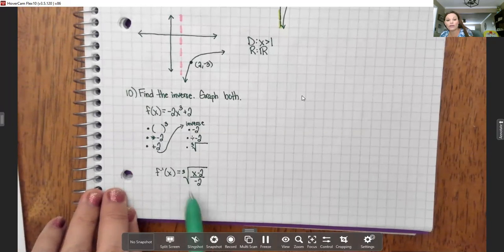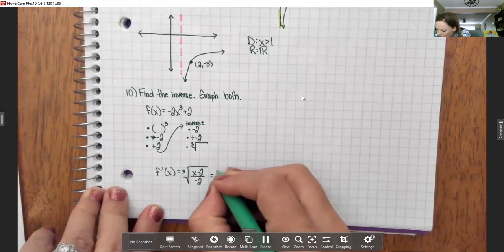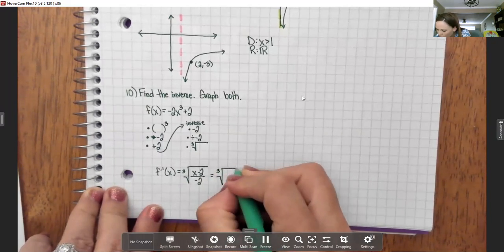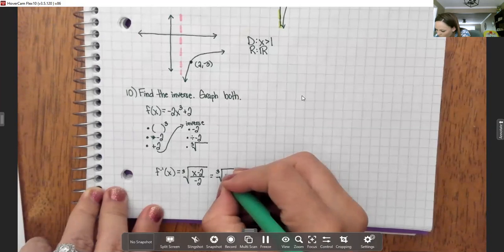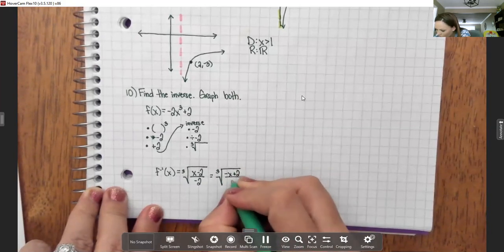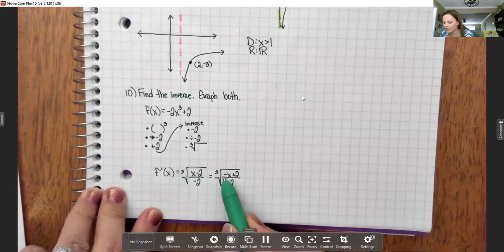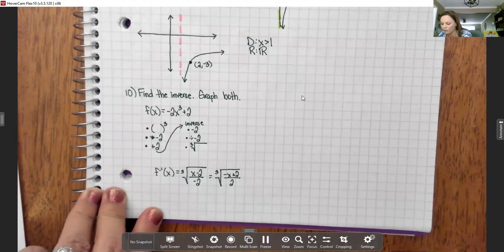I want to point out that this can be simplified. A lot of the times we don't leave a negative in our denominator. So if this is a multiple choice problem, this would be equivalent to the cube root of negative x plus 2 over 2. So basically you're dividing everything by a negative, and that's where the negative x and the plus 2 comes from.